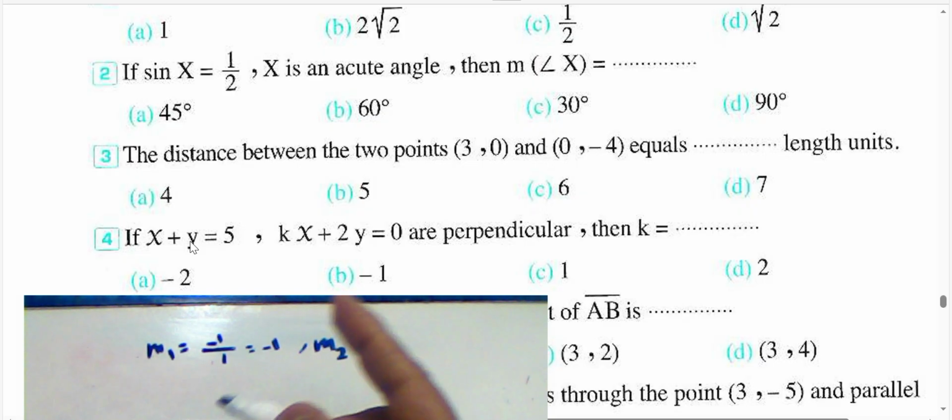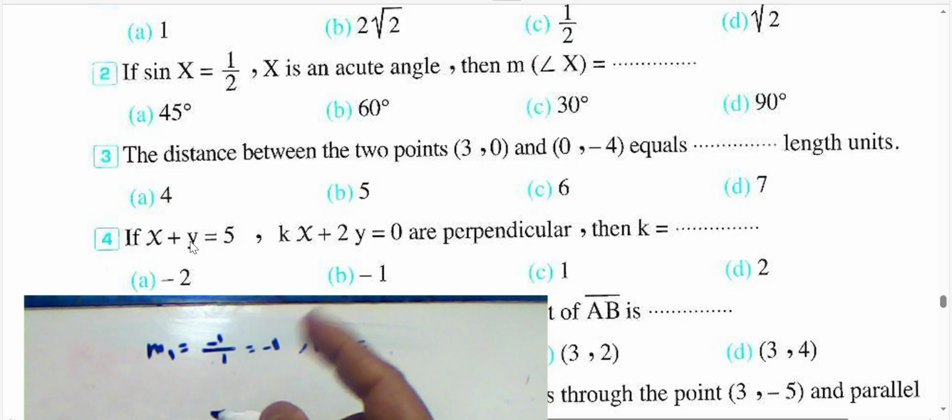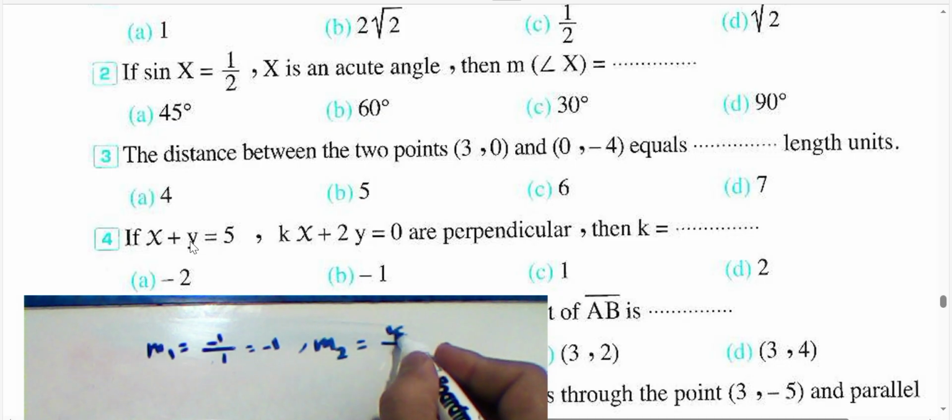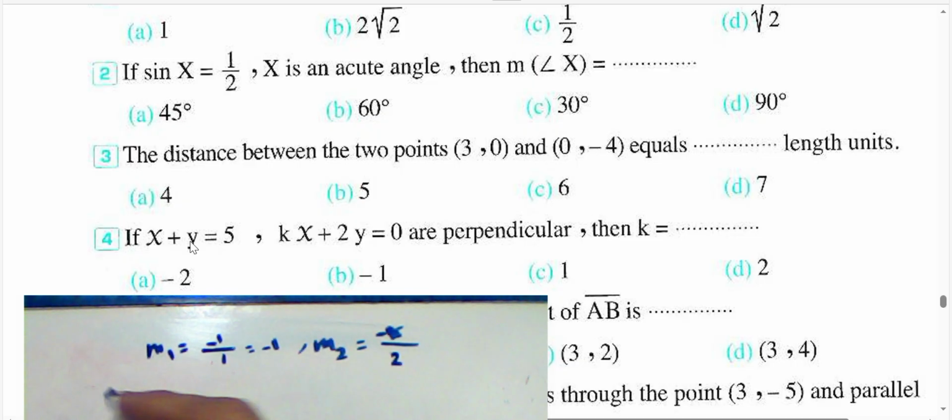And also slope 2, write negative coefficient of x over coefficient of y. Negative k over coefficient of y, which will be 2. He tells me perpendicular. Perpendicular means m1 times m2 equals negative 1. Then we can solve this equation.